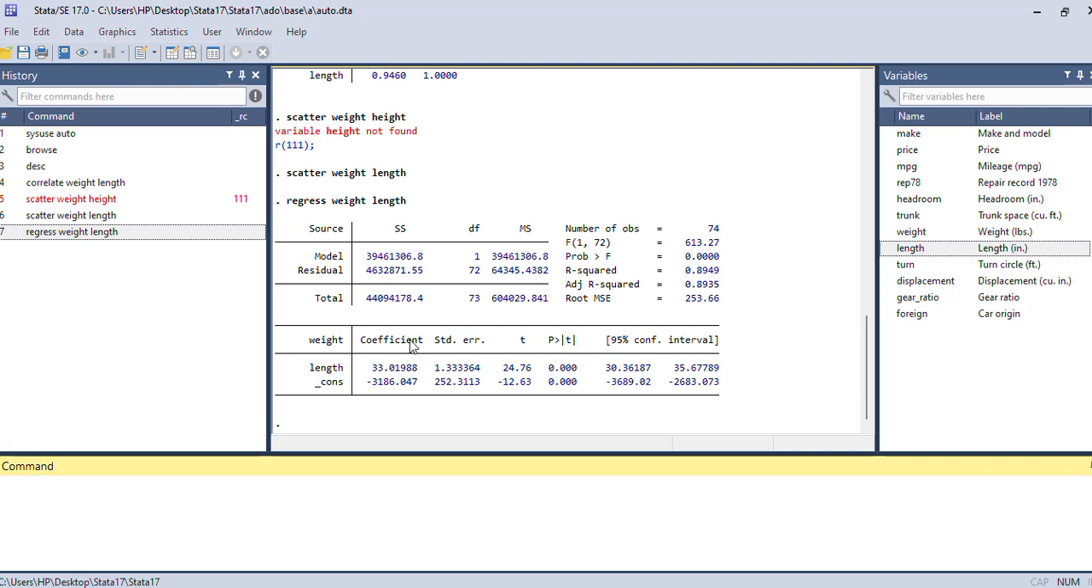And there's this confidence interval. As long as you have this value between the confidence interval of 30.36 to 35, so 33 is indeed between 30 and 35, which means that length is a very significant variable. And we have a constant. This constant is telling us that if the length of the car is equal to 0, then the weight of a car is going to be negative 31.86. This is meaningless. Sometimes the constant will tell you nothing. If the length of the car is 0, it means there is no car there, so why bother interpreting this?